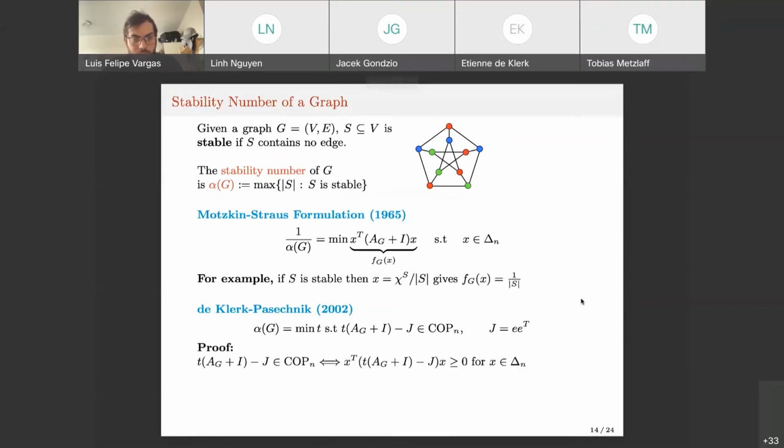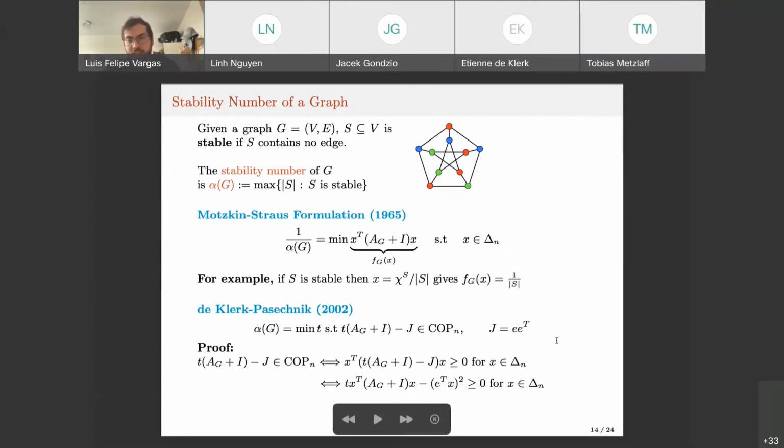Okay, so the proof is easy, but it's very nice to see the problem as an optimization over the copositive cone. For this, let's take a feasible point for the problem. It means that this matrix is copositive, and then by the definition, X transpose that matrix X is non-negative for vectors in the standard simplex. And then we use the fact that X transpose JX is equal to 1 because E transpose X, the sum of the variables, is equal to 1. I'm not going to show it in detail, but this is to observe that alpha is indeed the optimal value.